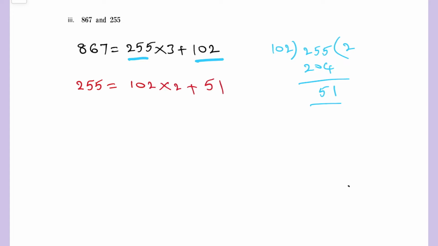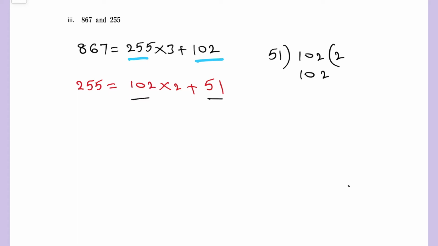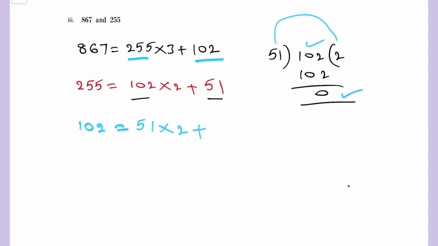Again from this we need to pick the remainder and the divisor. We need to do the division of these two numbers again. So 51 and 102. 51 2s are 102. So we will get the remainder as 0. So our final answer will be 102 equals, that is dividend equals divisor into quotient, 51 into 2, plus remainder 0. So here the remainder we got is 0, so we need to stop the process here, and in this case we need to find out the divisor. So the divisor is 51, then our HCF is also 51.